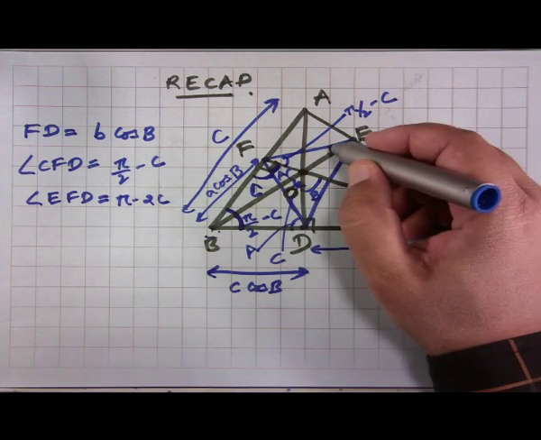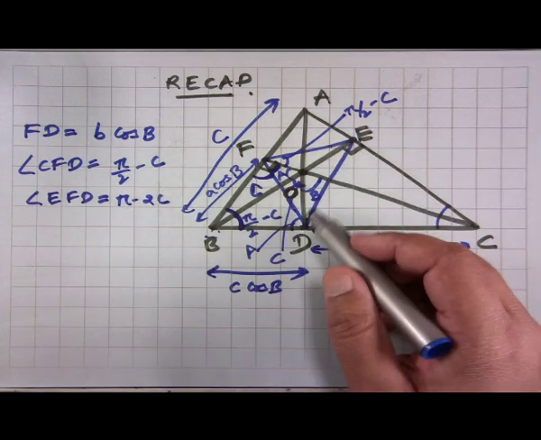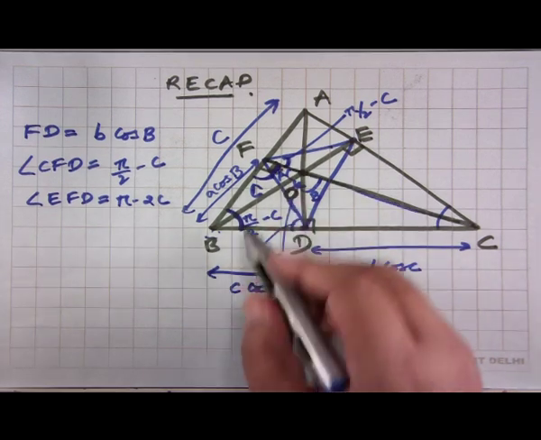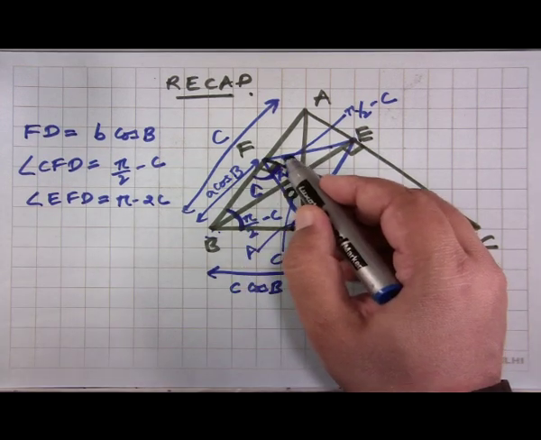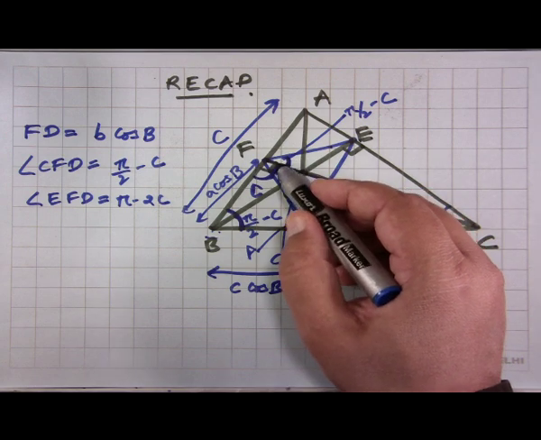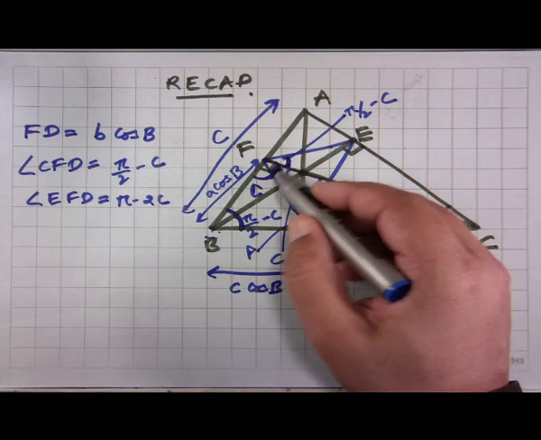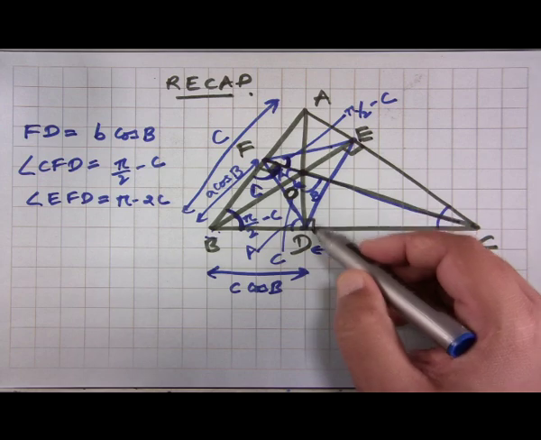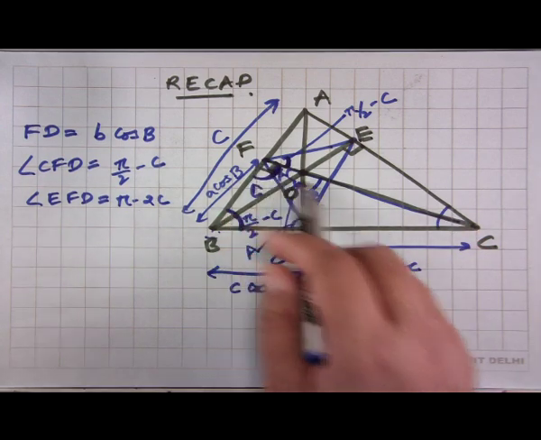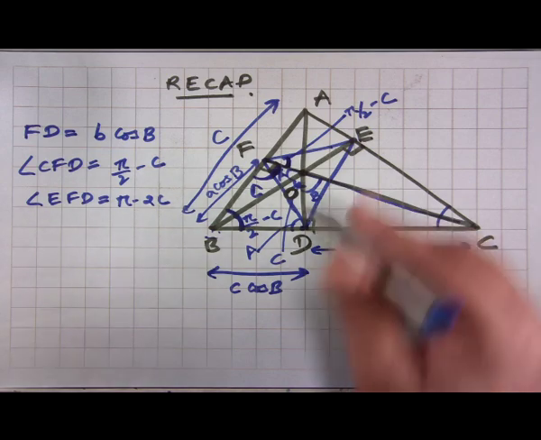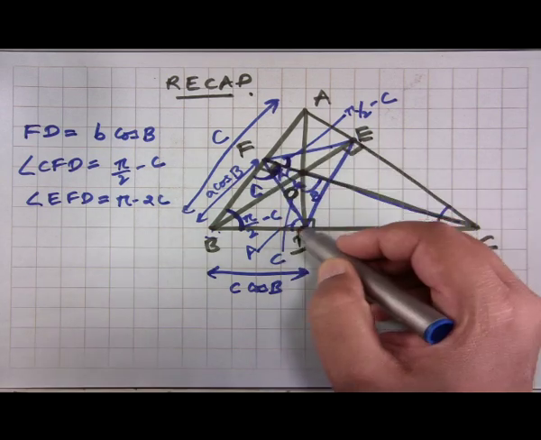One can similarly show that, in addition, because this angle pi by 2 minus C is equal to the other angle here, and both of these angles sum up to the entire angle EFD, it turns out that the line segment FC is an angular bisector of the angle EFD of the pedal triangle.